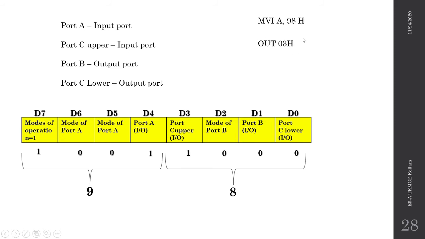Whenever this instruction is executed, the content of the accumulator is loaded into the control word register. After execution of this instruction, port A becomes input port, port C upper becomes input port, port B becomes output port, and port C lower becomes output port. Now let's see how to provide the SOC pulse using 8255. PC3 is made initially high, then low.